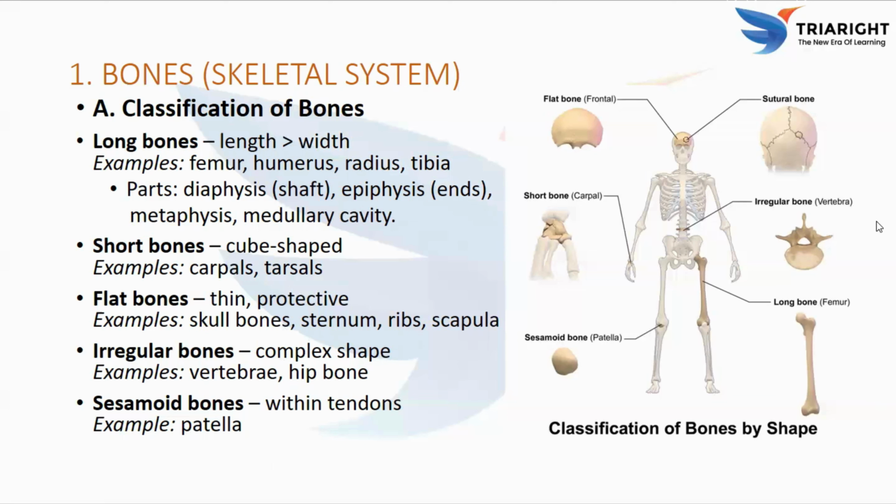On the right side, you can clearly see the picture of the classification of bones by shape. The flat bone is the skull, the short bone is the carpal, the wrist, the irregular bone is a vertebra, and the long bone is a femur. The sesamoid bone is the patella, and you can also see the sutural bone.